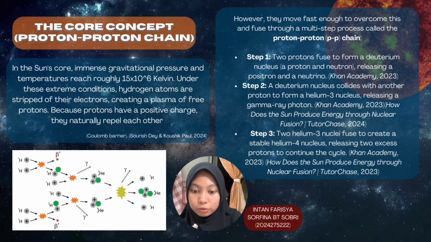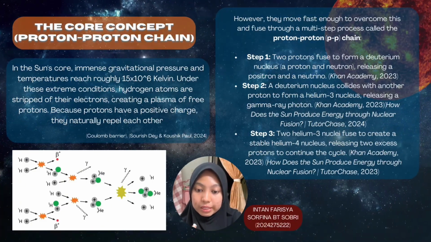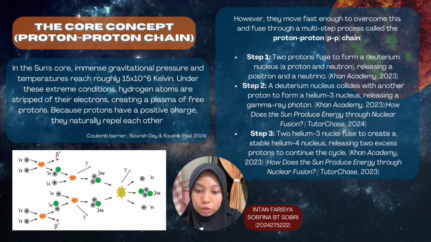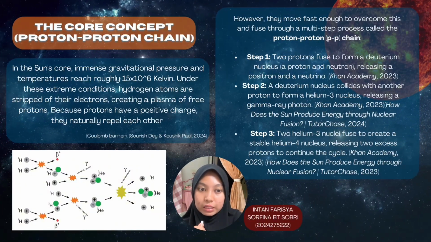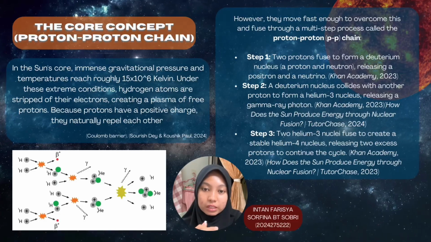Step 3. Two helium-3 nuclei fuse to create a stable helium-4 nucleus, releasing two excess protons to continue the cycle. Two helium-3 nuclei combine to form helium-4 and release two protons. This is the final step, producing a stable helium nucleus and restarting the cycle.